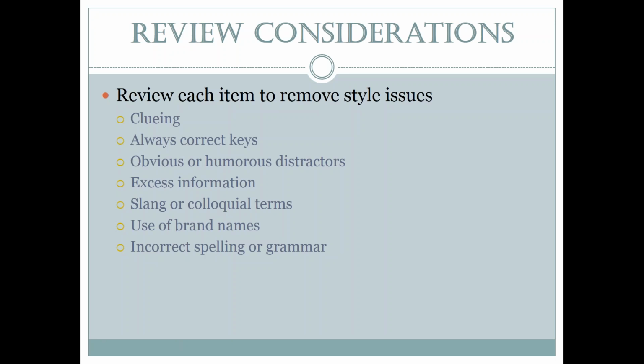So a couple of review considerations is you'll want to make sure you review your items to remove style issues. And that is such as cluing, where a key term is in the stem and an option, and they relate back to each other to help pinpoint the key. Always correct keys. So something, just really quickly, if somebody fell off a building, what would you do? And the option would be like call 911. We know that would be the immediate correct response.